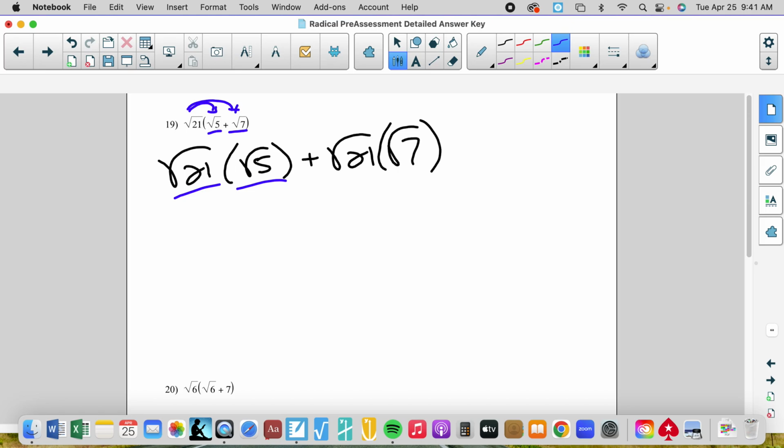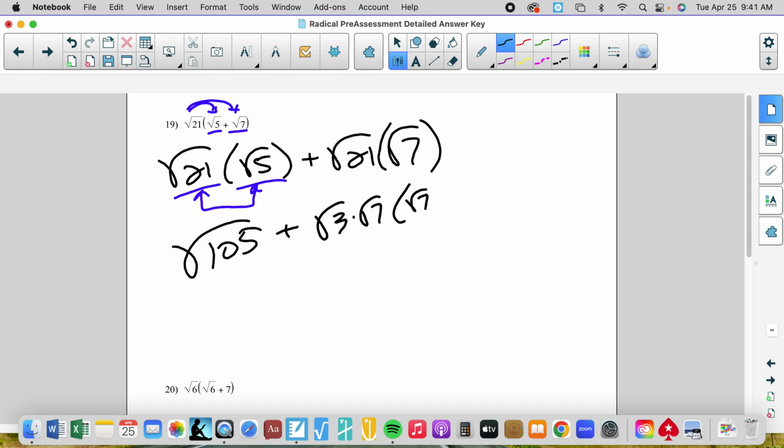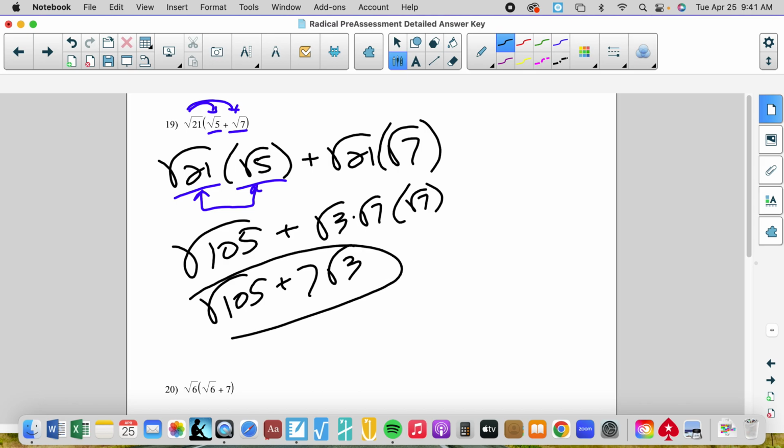So there are no factors that can cancel or match, should we say. So we're just going to have to multiply those two together. That gives me rad 105, which feels like we could simplify that, but you cannot. And then rad 21, we can break that up into rad 3, rad 7, and that's going to match with that other rad 7 that is being distributed. So we have rad 105 plus 7 rad 3. Again, the order doesn't matter.